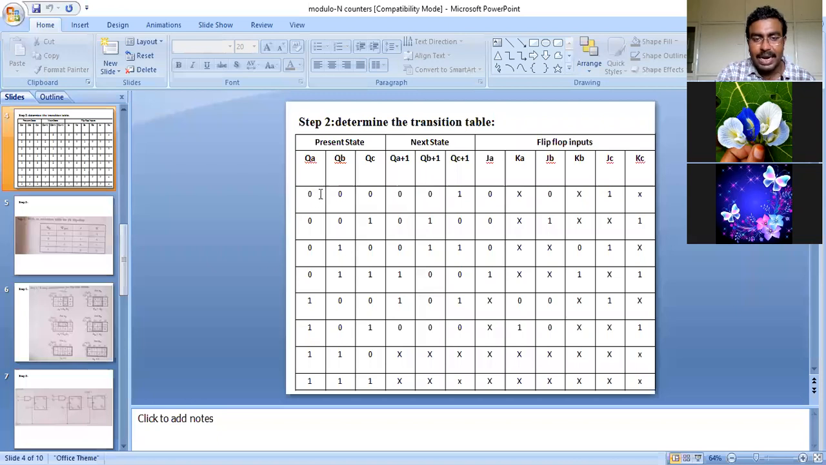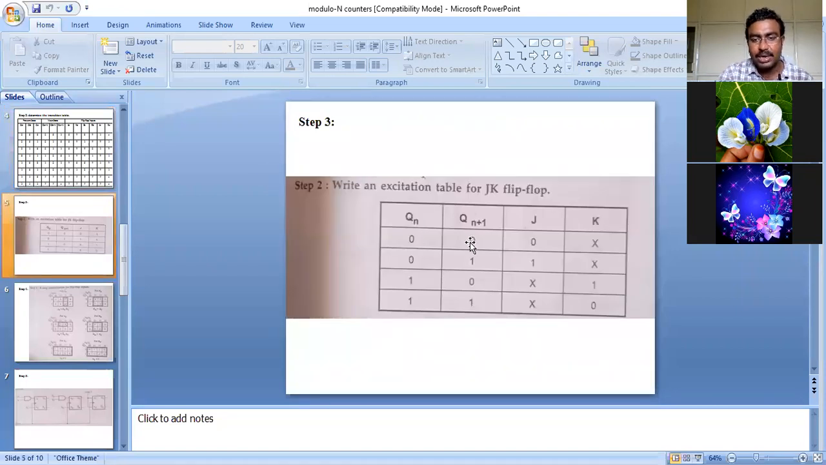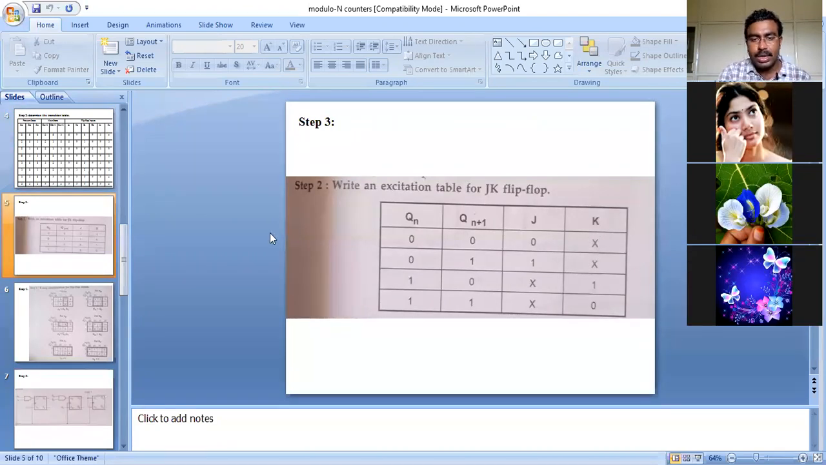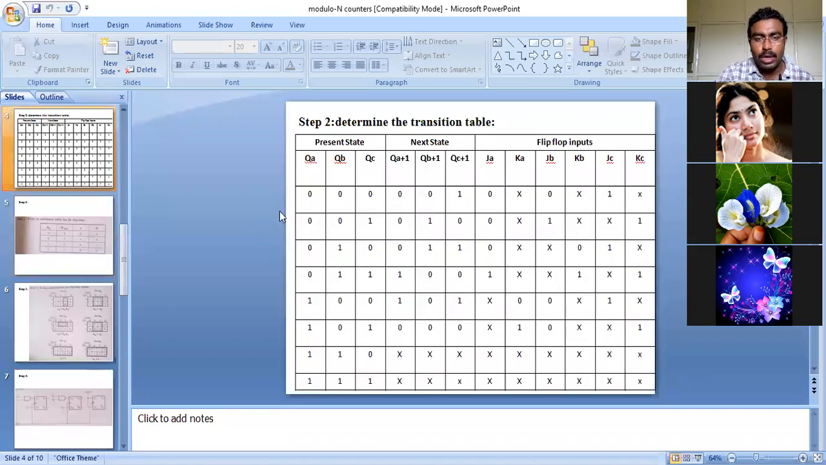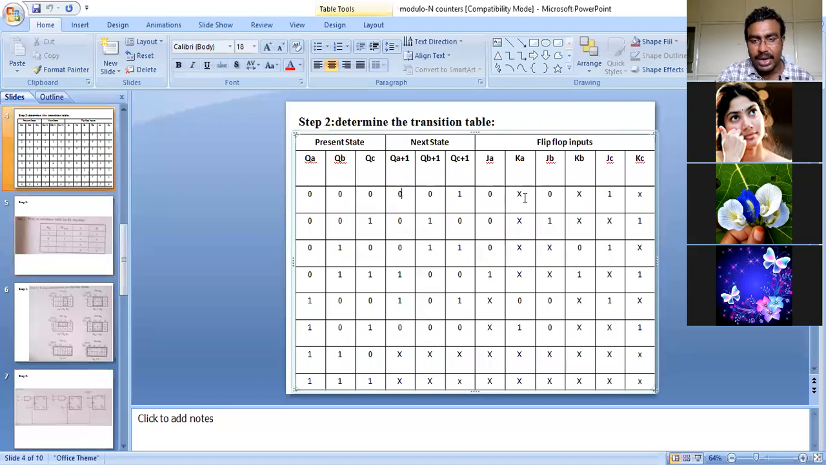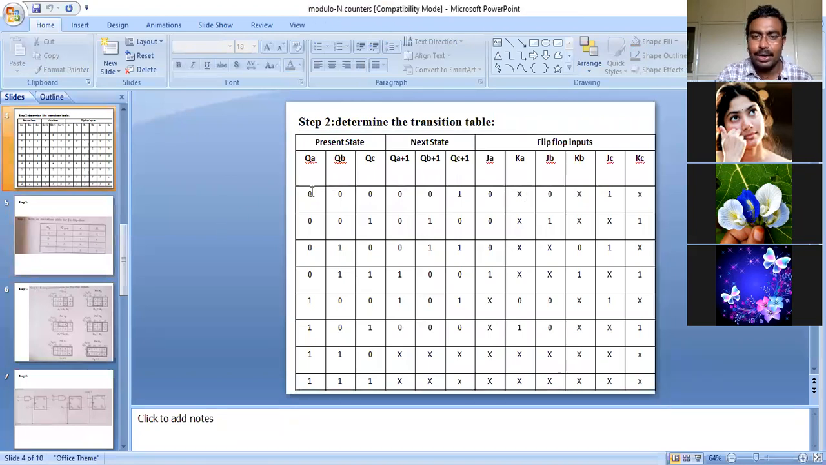Here in the present state, the QA value is 0, and in the next state, QA plus 1, it is also 0. The present state and next state values of flip-flop A are 0 and 0. If they are 0, 0, tell me, students, what should your JK values be? 0 and don't care. So for JA and KA, I will fill 0, don't care.